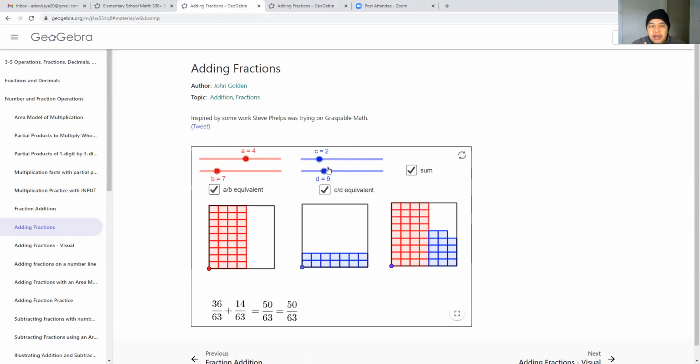In the future, I'll try to find more simulations which can help us explain other stuff in mathematics. And I guess this website, GeoGebra, is just an amazing website that can give us so many simulations. So I think that's it for today.